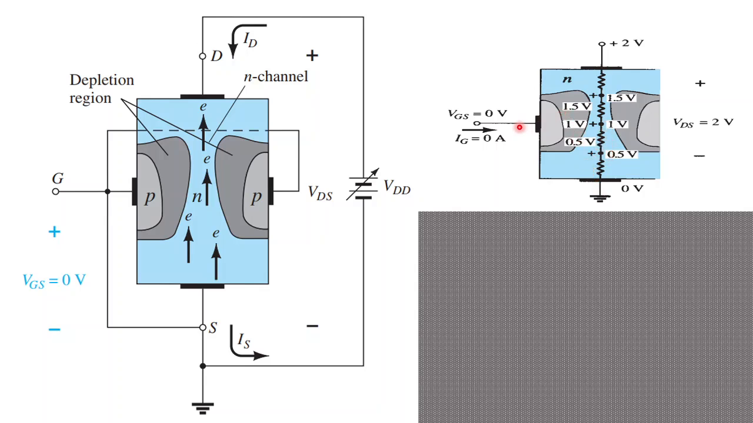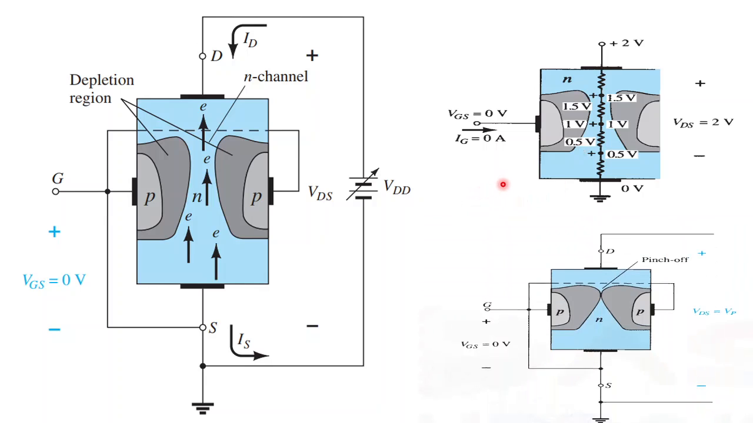So you see, as VGS is 0 volt, in the upper region the voltage difference is 1.5 volt, but in the lower region this voltage difference is 0.5 volt. That means the upper voltage drop happened here. So as this is reverse bias, the depletion region will get wider, and that's why it is wider than the lower side.